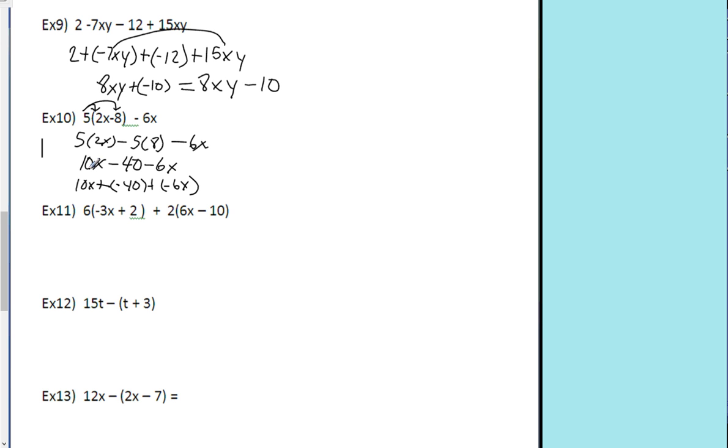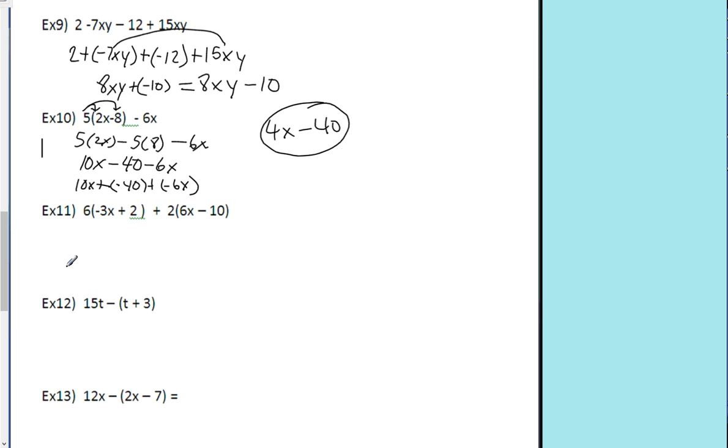Right here, you could have just subtracted them. You know 10x minus 6x is 4x, but you could also rewrite it and get 4x. So all this becomes, I'm running out of room, so I'm going to write it over here. 10x plus a negative 6x is 4x. And adding a negative 40 is the same as subtracting 40. Here's my best answer. Okay?